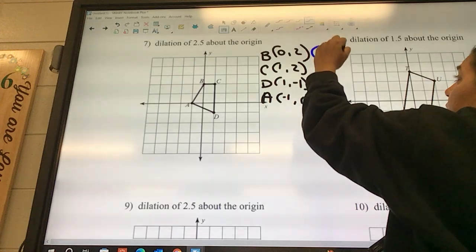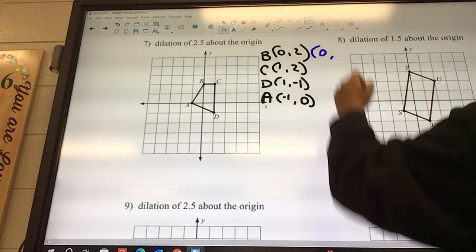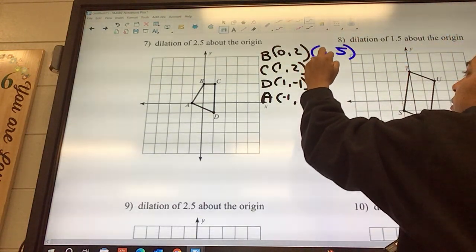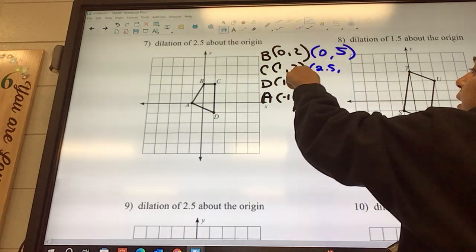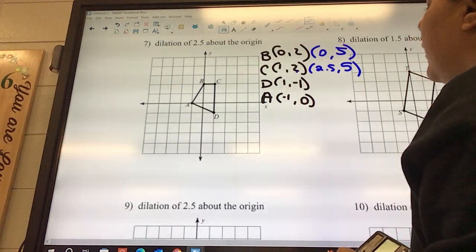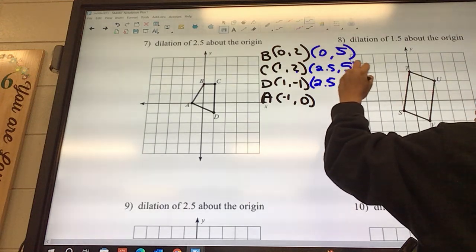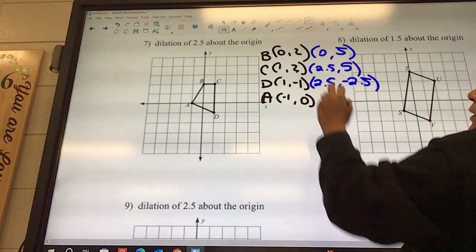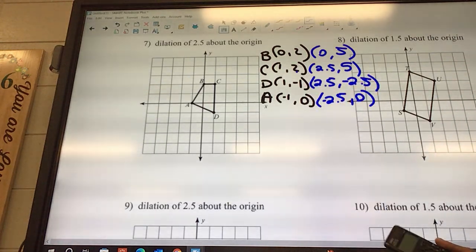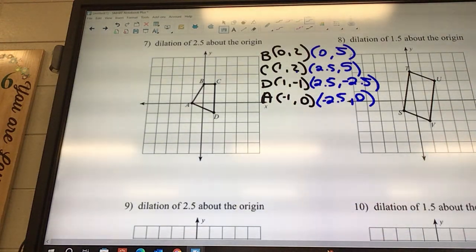So it's going to be still 0. 0 times 2.5 is still 0. 2 times 2.5 is going to be 5. 1 times 2.5 is 2.5. Again, 2 we already did, and we found out that it was 5. Okay, 1 times 2.5 is going to be 2.5. Negative 1 times 2.5 is negative 2.5. It's going to be negative 2.5, and we already did 0 and found that it was 0. Okay, so once you find some, you can match up the rest, okay?